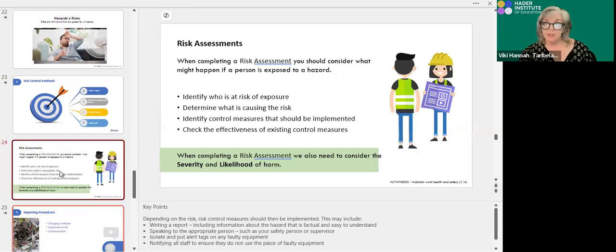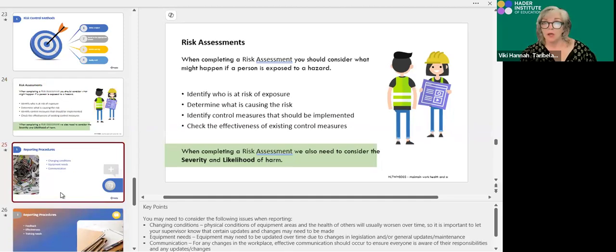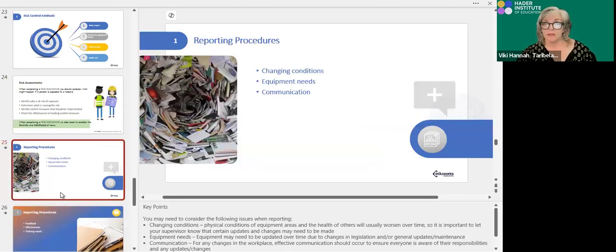So when completing a risk assessment, you should consider what might happen if a person is exposed. That is where your responsibility sits. If you saw it and you noted it and you did nothing more, then that actually is you failing in your responsibility. There's a requirement for you to take action. And if it's not working, let your supervisor know. I think we could improve this space.